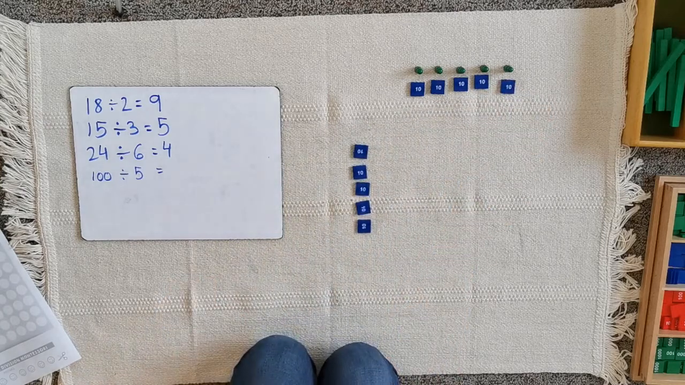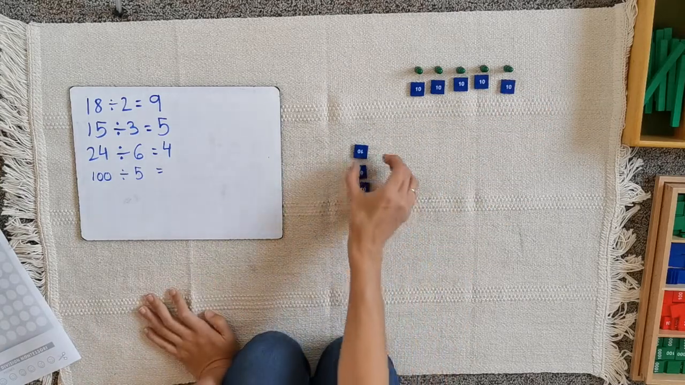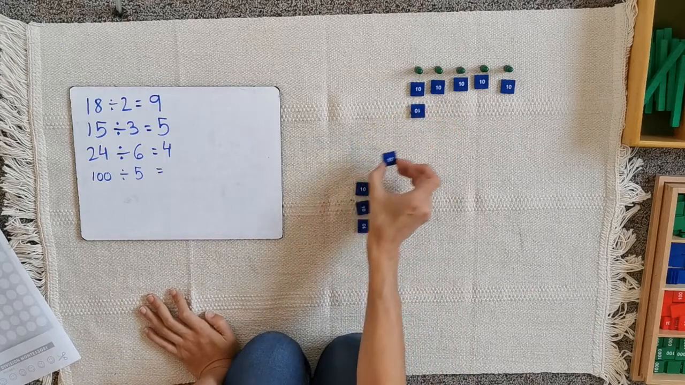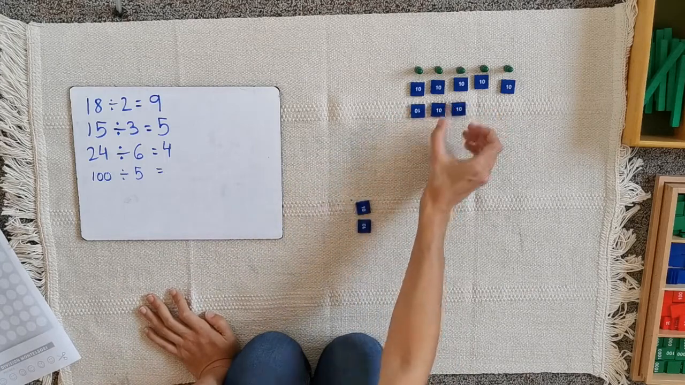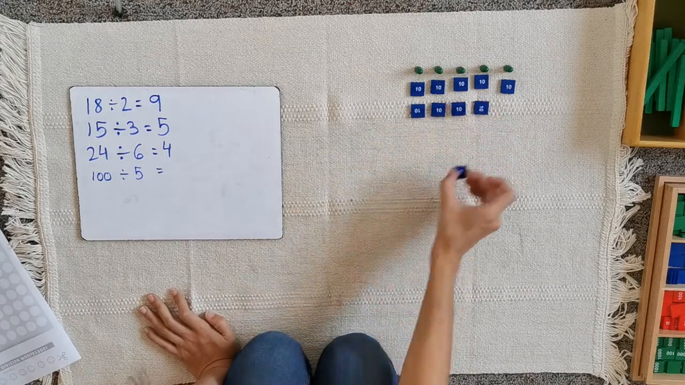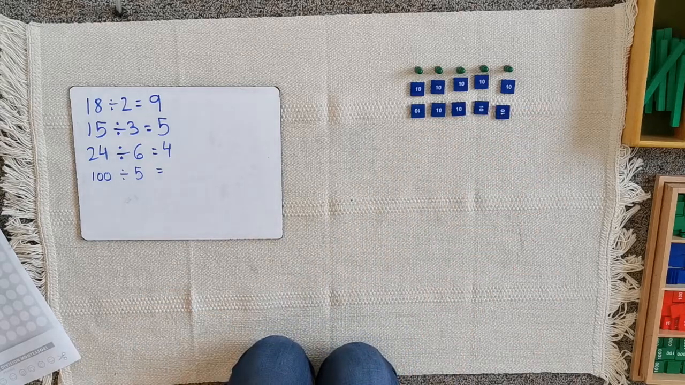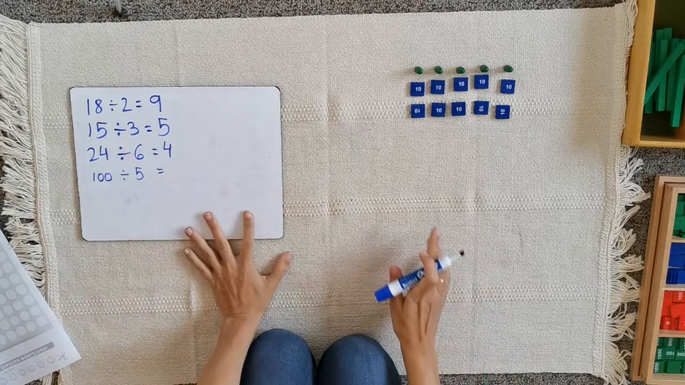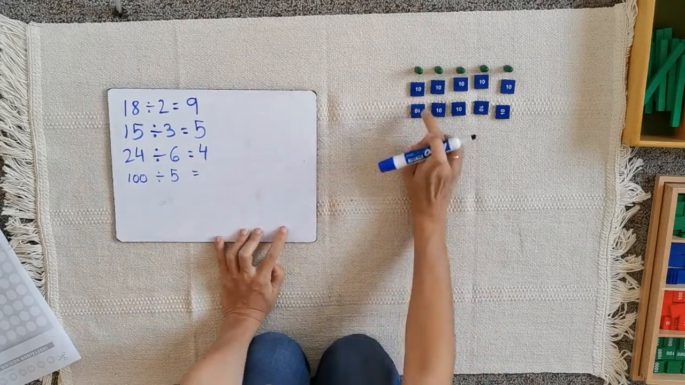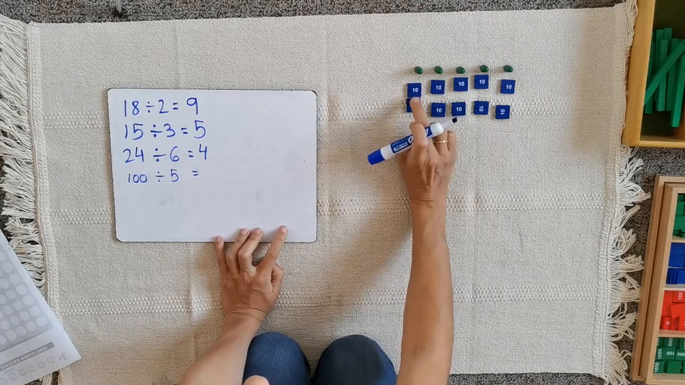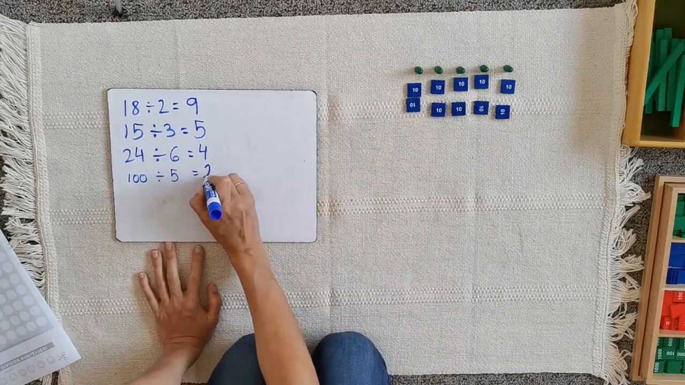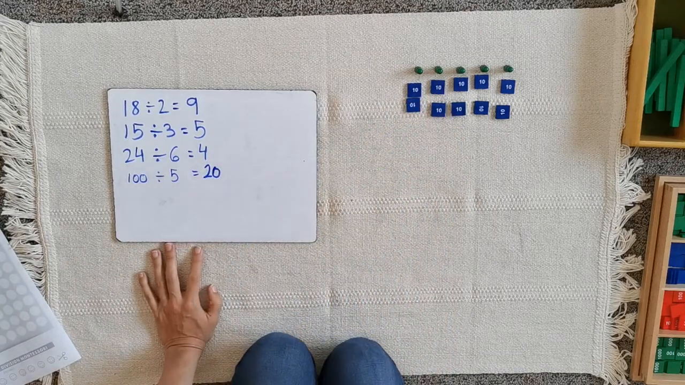Okay, but we have more. 10 pencils more, 10 more, 10 more, 10 more, and 10 more. And I don't have anything left. So how many pencils will each class have? We just need to add. 10 plus 10 makes 20. So the answer will be 20.